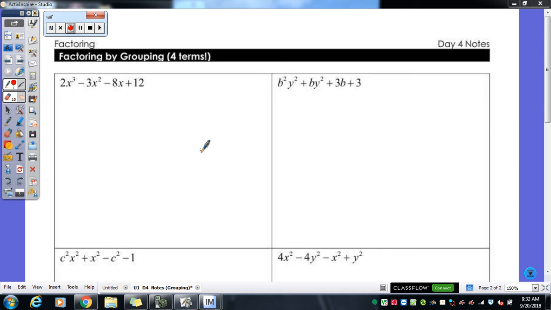Jump at that question at once. Nobody's heard of factoring by grouping? Factoring by grouping is basically factoring using your GCF methods, which is why we reviewed GCF a little bit before we were going to do our notes for today.